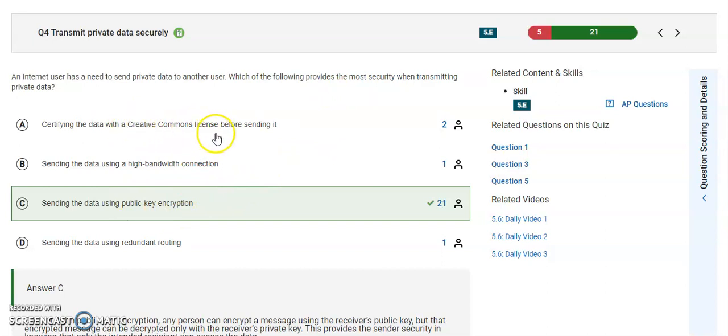Creative Commons licenses, I think some people might have got that confused with digital certificates. This is not something that verifies, or it verifies websites, but it doesn't mean that our information is safe on those websites. Bandwidth has no connection with encryption whatsoever, and neither does routing. You would hope that the information is being encrypted prior to leaving your computer or your device, and that is why public key encryption is the answer that makes the most sense in that scenario.